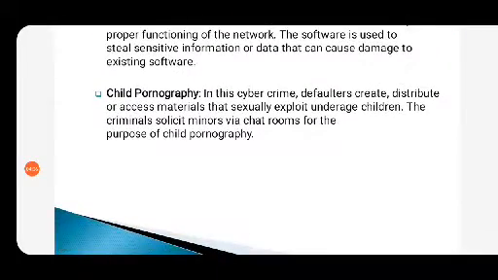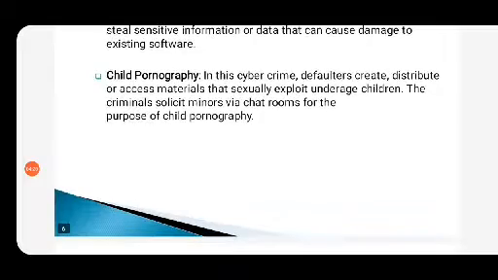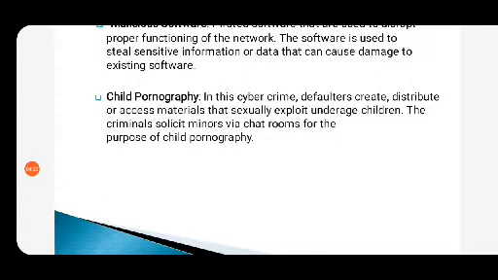Next we have child pornography. In this cyber crime, the person who is involved in child pornography makes sure that a child who is under 18 is sexually exploited through these materials.